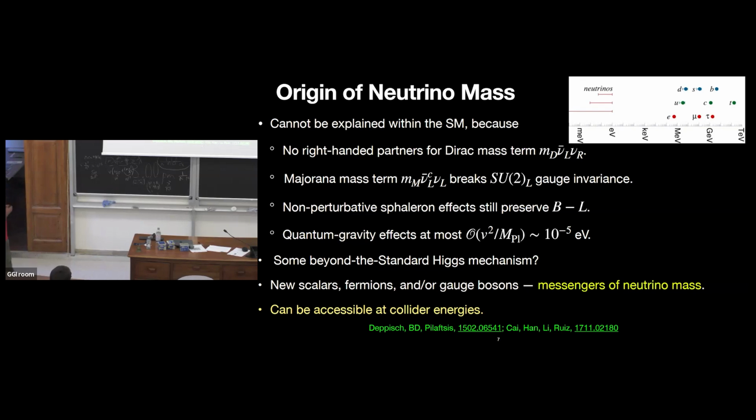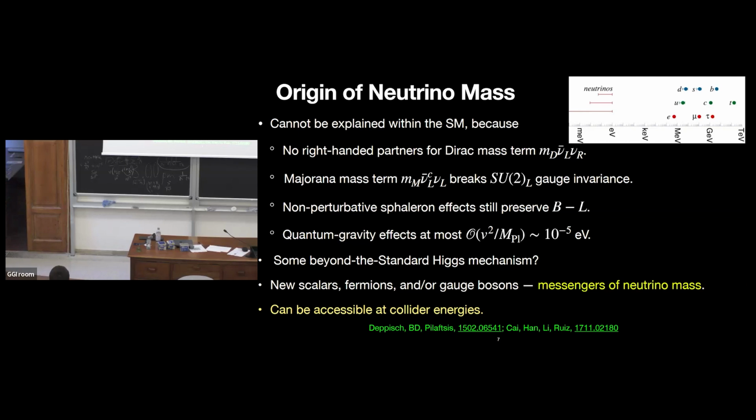Now you could imagine that maybe some non-perturbative effects could save us. We do know that there are non-perturbative sphaleron effects which do break lepton number, but they break only the B plus L combination. They preserve B minus L, which is an accidental global symmetry of the standard model. So these also cannot generate neutrino mass. And then finally, as a last resort, we know nothing about Planck scale physics. But we do know that any global symmetry will be broken at the Planck scale by some quantum gravity corrections. So maybe they can save us.